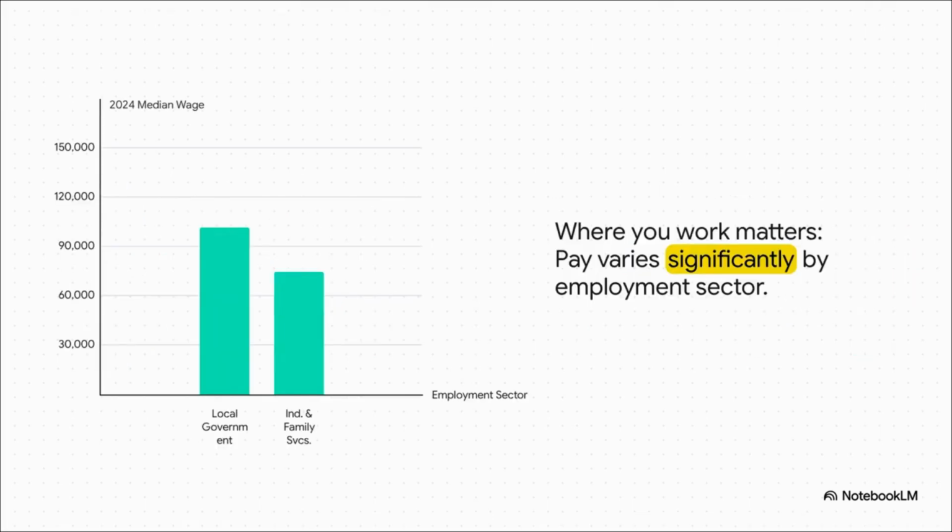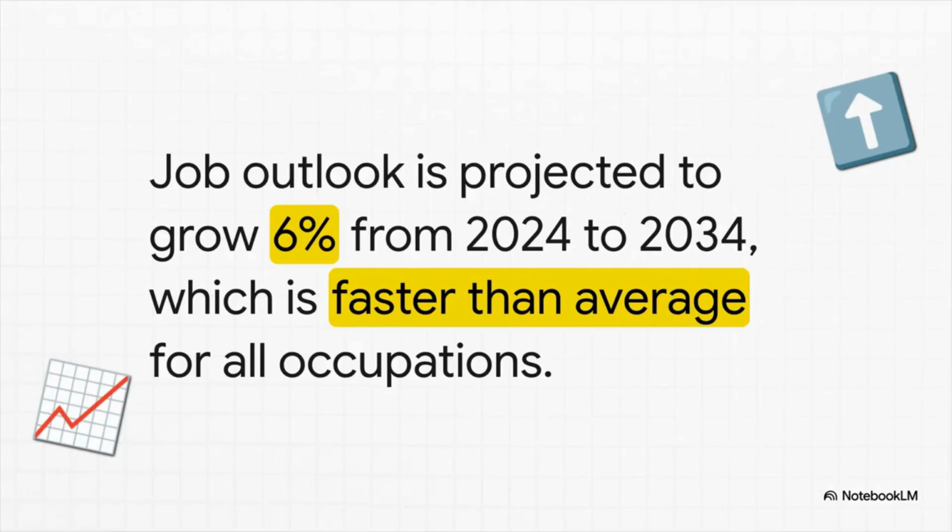But it's not quite that simple, because where you work really matters. A manager working for the local government could make over $100,000, but someone in the exact same role at a smaller nonprofit might earn closer to $75,000. And that's not about who's better at their job, it's about the structural differences in how public and nonprofit sectors get their funding. The good news, though? Demand for these leaders is on the rise. A 6% projected growth rate means this career is actually more secure than a lot of other jobs out there. The need for well-run social services just keeps growing.